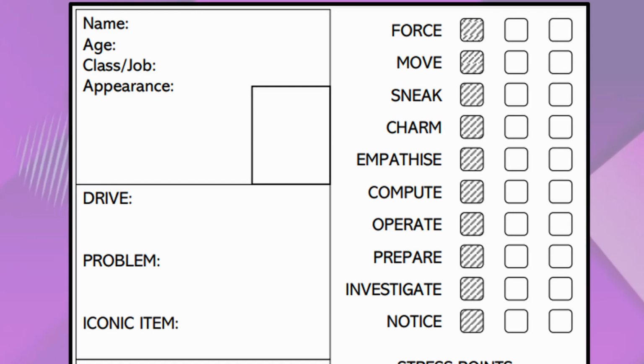Again, once I gave them examples of the drives and the problems, they had no problem coming up with their own ones. And the iconic items mostly derived from that drive and that problem that they had just made. Skills were a little trickier because I think a few of them weren't exactly sure what some of them meant, like empathize and operate. Once again, I had to give them lots of examples of things they could do with those skills, and they began to get it.